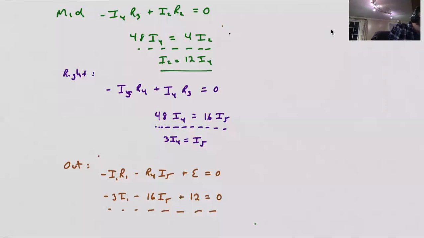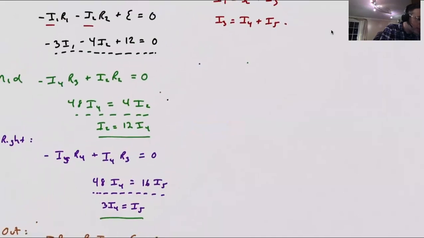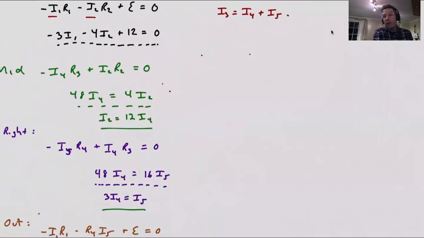We can see that another way of saying this is I2 is equal to 12 I4, and I5 is 3 I4. If that's the case, let's go back to our junction equations, which say that I3 is I4 plus I5. I'm going to do all the rest of this now back in black. So if I3 is I4 plus I5, but I now know that I5 is 3 I4, I can make that substitution.